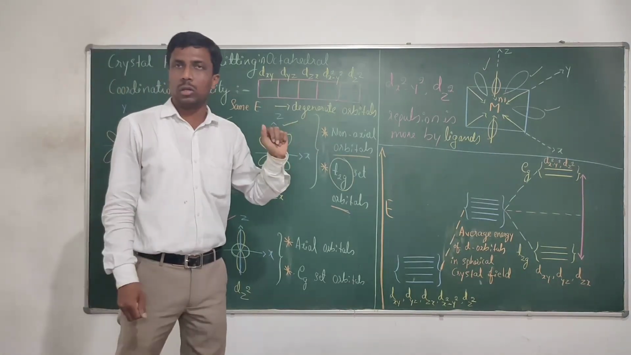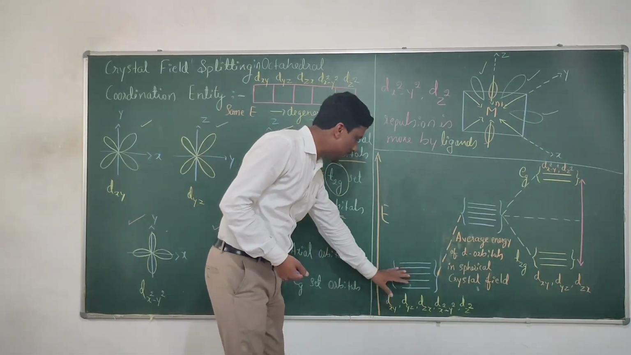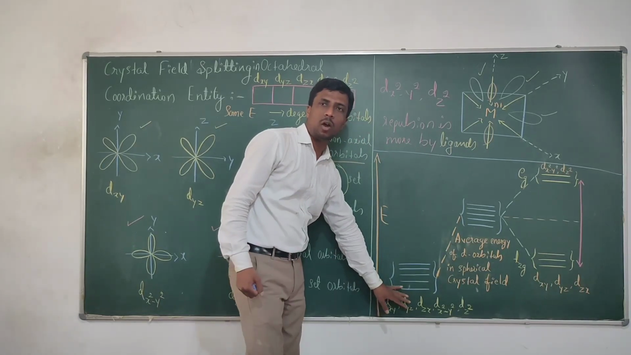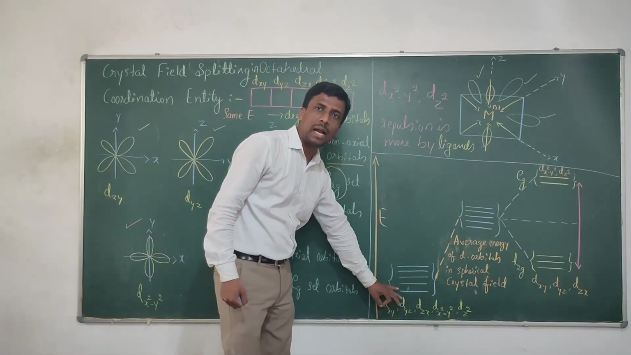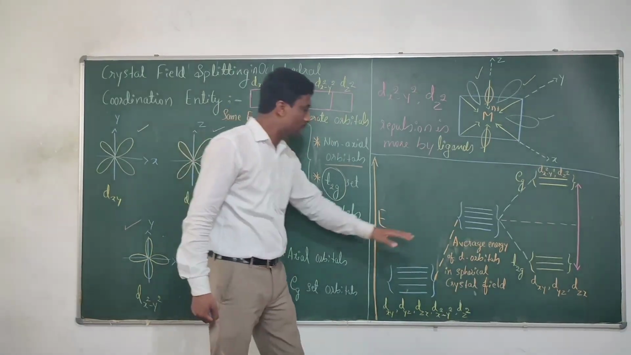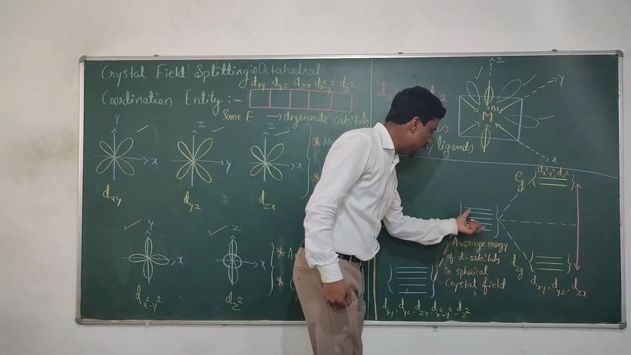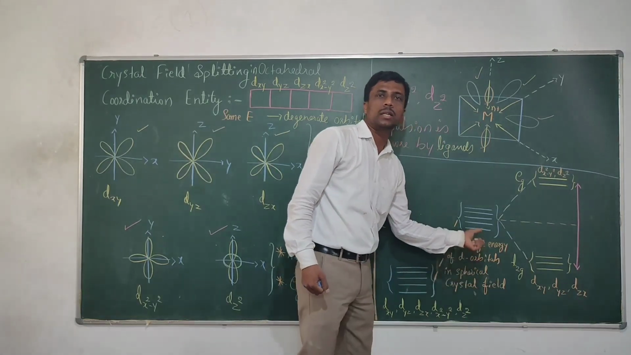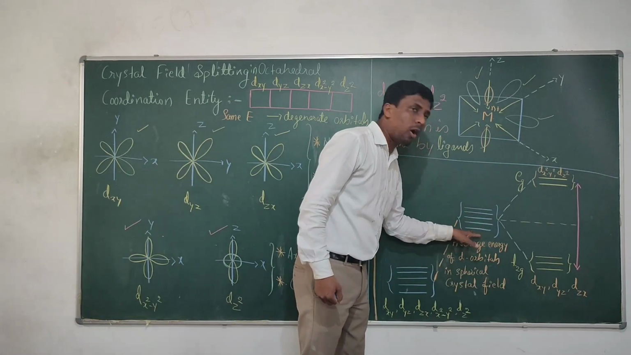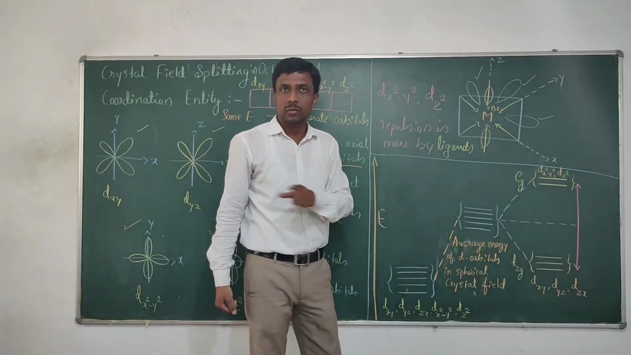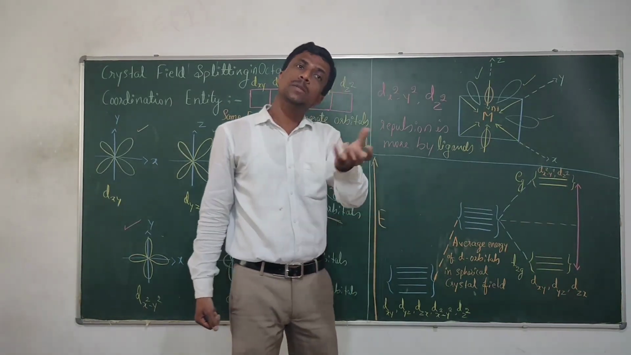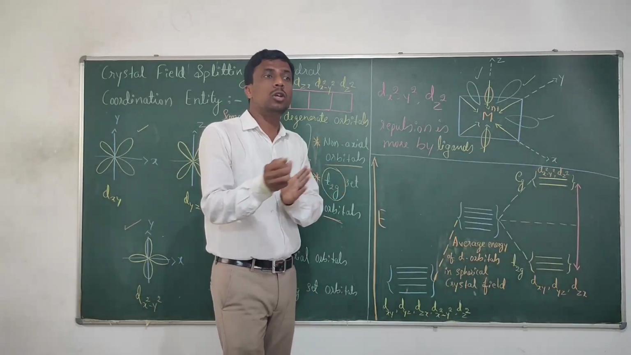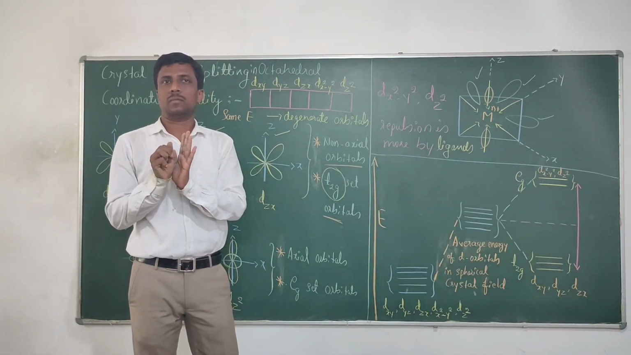This diagram is noted. Now this is the representation of the 5 d orbitals before the formation of the bonds by the metal atom with the ligands. Now we have assumed this condition when ligands are approaching the d orbitals in a spherical field. In spherical field, what happens? All the 5 d orbitals will experience the repulsion, but the magnitude of repulsion is the same.